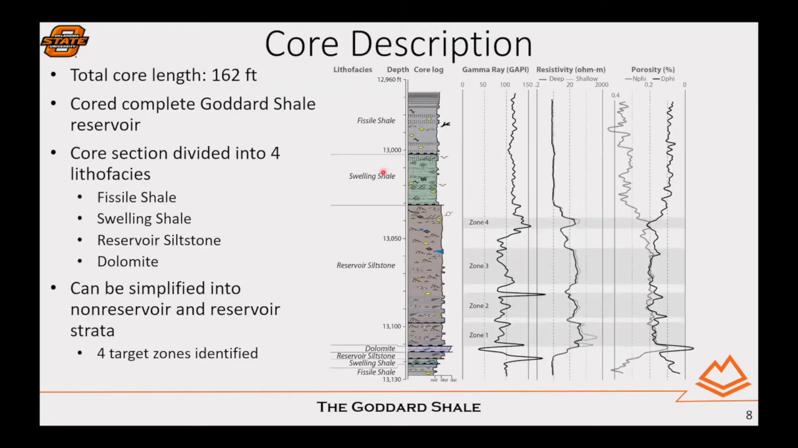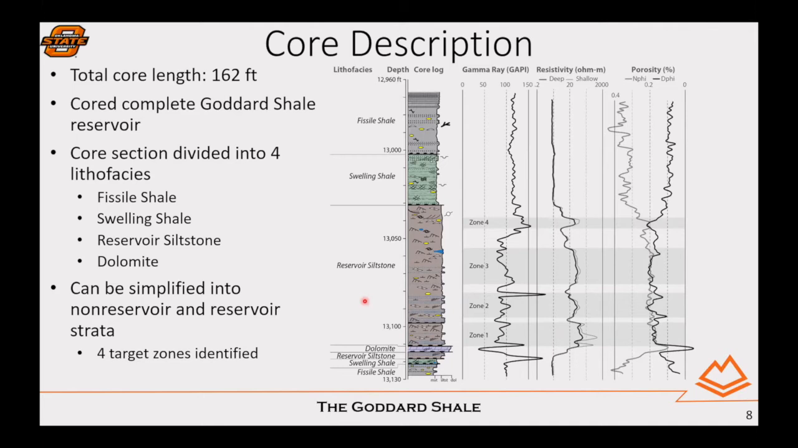So here is really the bread and butter of the project, and this is a core that was taken from that well. I've plotted it beside your standard triple combo wireline log, and the core was 162 feet in total length. It was able to capture the complete Goddard Shale reservoir, and that is here. And then I divided the core into 4 lithofacies: the Fissile Shale lithofacies, the Swelling Shale lithofacies, the Reservoir Siltstone lithofacies, and then the Dolomite lithofacies.